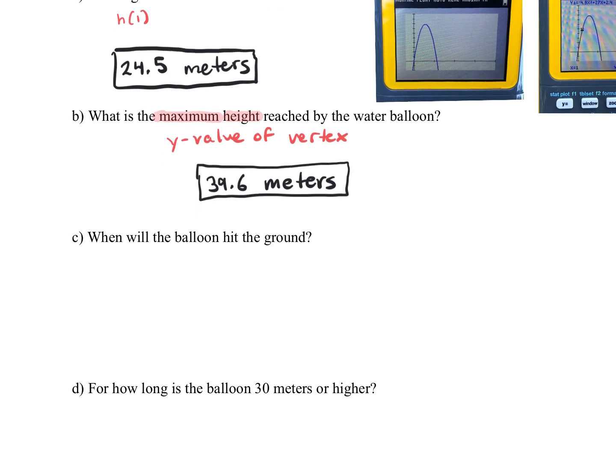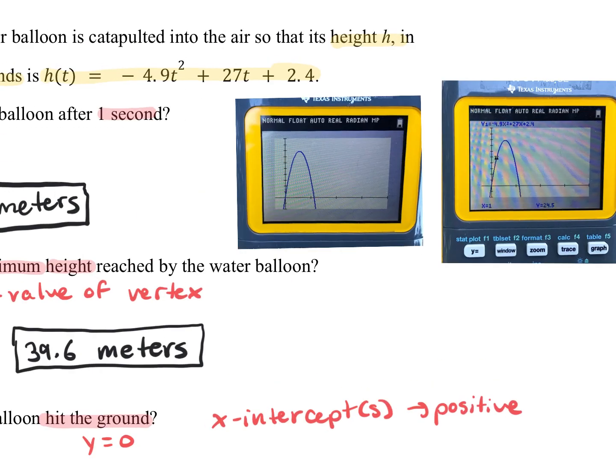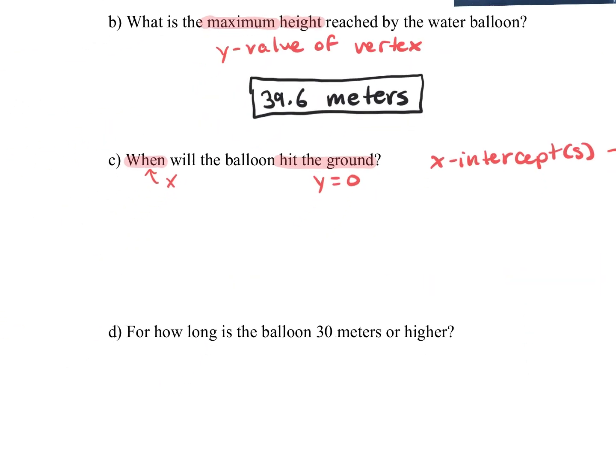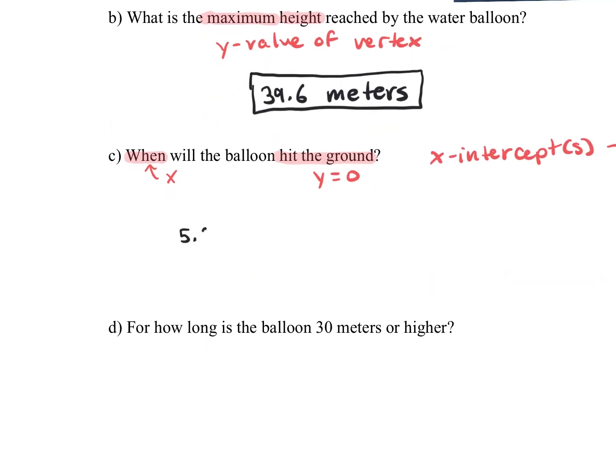And then it asks how or when will the balloon hit the ground? So if it's hitting the ground, that means that the y value is 0, the height is 0. And since they're asking when, they want the x value. So here they're asking again for the x-intercept or intercepts. And of course, we only want the positive one because you can't have negative seconds. So if you look at the picture of your graph, this x-intercept is actually a little bit negative. So really the only one we want is this one. So you can go through that process and find that 0, and that will happen at about 5.6 seconds.